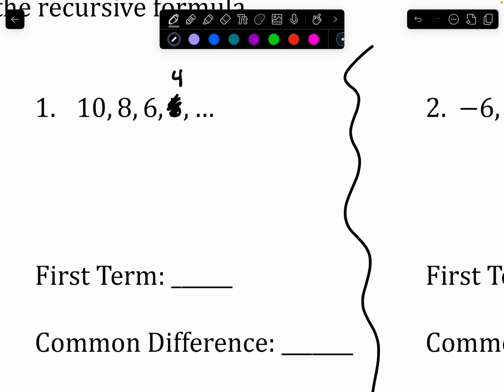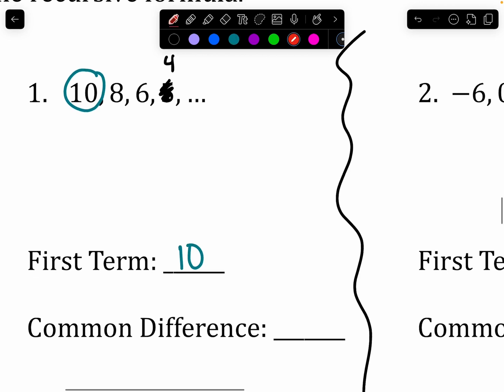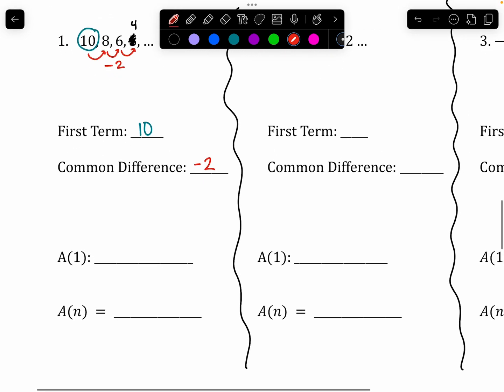I need to fix this. This should be a 4. Okay, I'll fix that before you have it. Don't you worry. All right, it asks for the first term in my sequence. The first term in my sequence is 10. And then it asks, what is the common difference? What am I doing to get from term to term? I'm subtracting 2. So the common difference is -2.